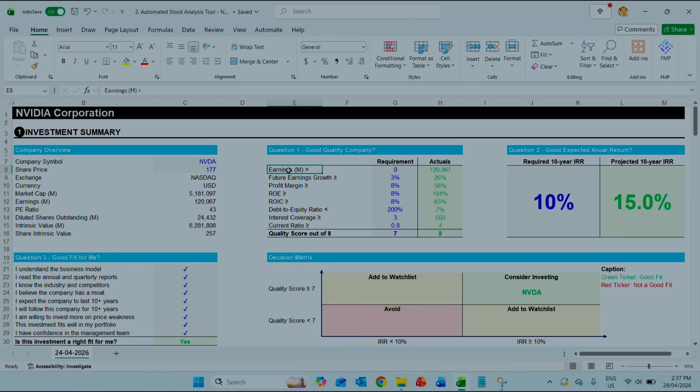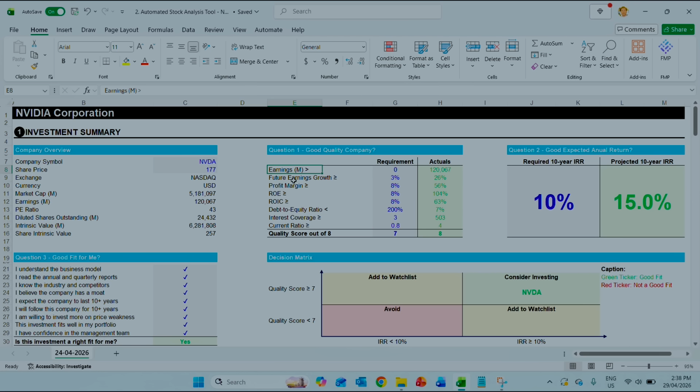Okay. The first metric is earnings. We want a company that has positive earnings. I'm not saying that you cannot make any money by investing in a company that has no profit, but it's really not easy. And as a value investor, I like to estimate the intrinsic value of a company, and it's very difficult to estimate the intrinsic value of a company that has no profit. Okay, so earnings positive. So we want something above 0, of course. Here we've got 120 billion. Okay, so that's a tremendous profit for Nvidia.